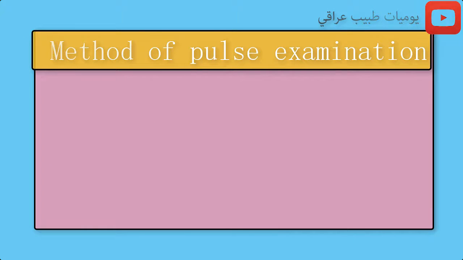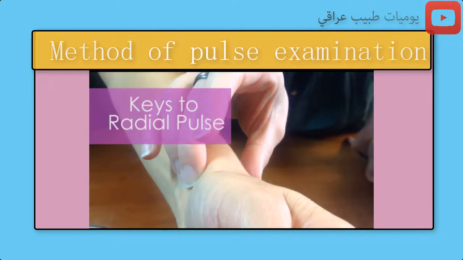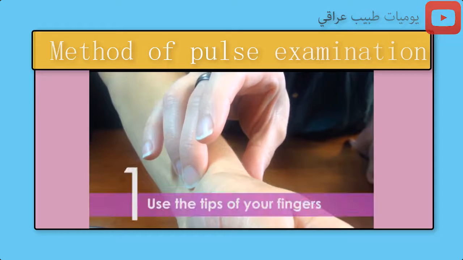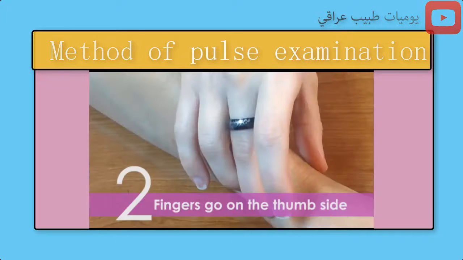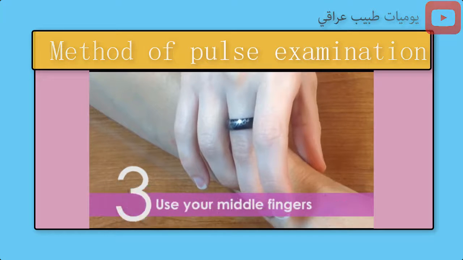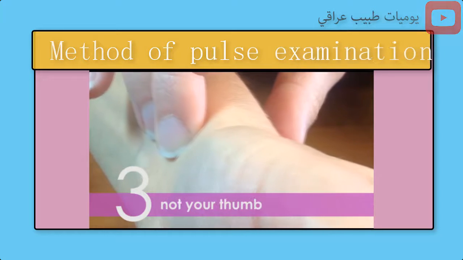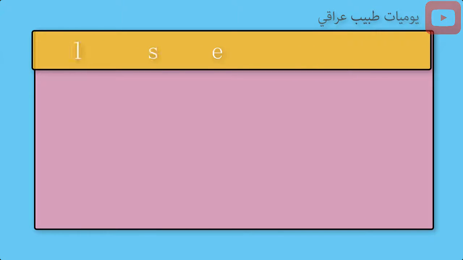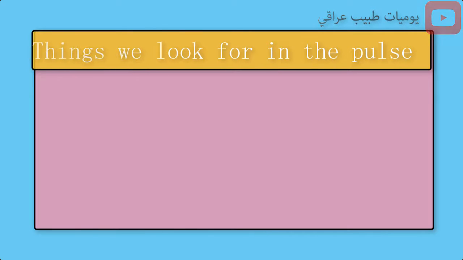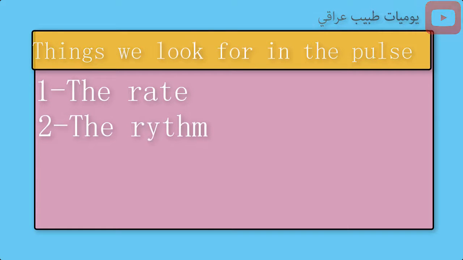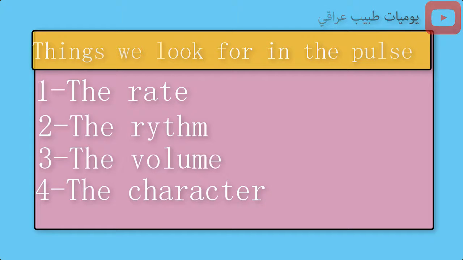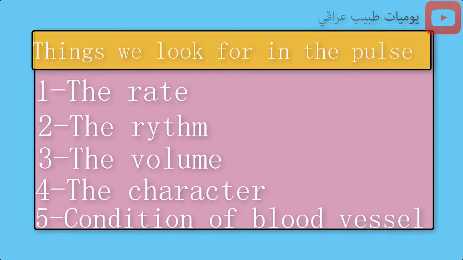Method of pulse examination. We ask the patient to semi-pronate his hand and slightly flex his wrist. Then the examiner catches the hand of the patient with his right hand, with the tips of 3 fingers of the left placed over the radial artery. What are the things that we look for in the pulse? The rate, the rhythm, the volume, the character, and the condition of the blood vessel wall.